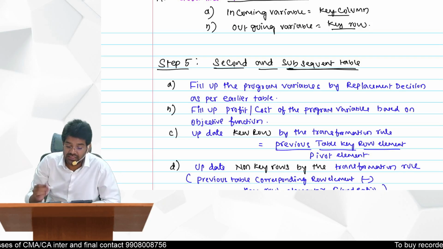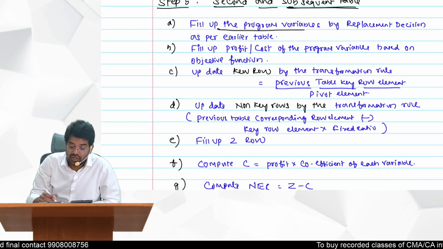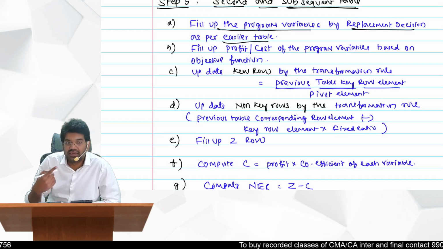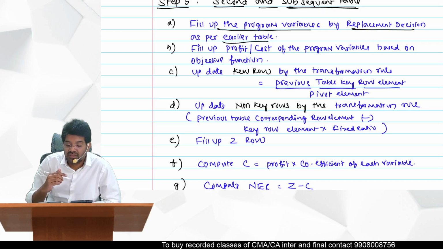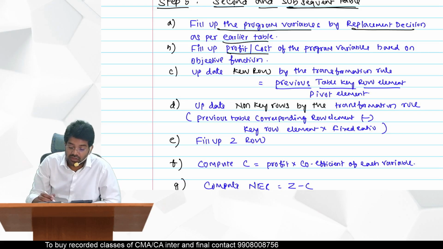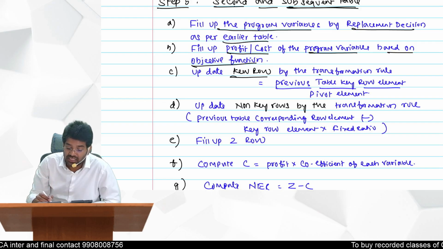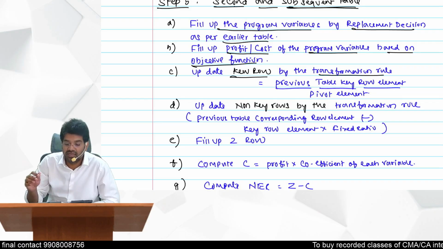Second and subsequent table. First, we should fill up the program variables by the replacement decision as per the earlier table. So now we should replace S3 by what? X1. And then in place of S1 again we should fill up the variables there. Yes, fill up the profit or cost of the program variables based on the objective function only. Again we will fill up program variable coefficients. Now update the key row by the transformation rule. Key row we should update it.